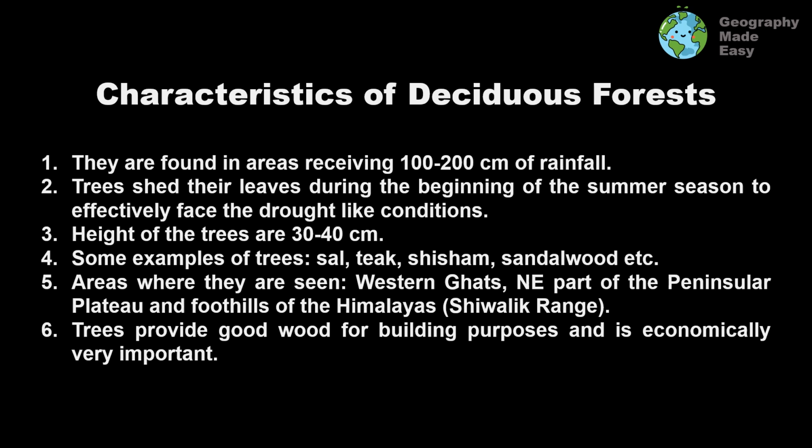On the other hand, when we were looking at evergreen forests, the trees do not shed their leaves all at one time. But in case of a deciduous forest, we see that trees shed their leaves in one season, usually in the summer season, to effectively reduce the harmful effects of drought-like conditions. Height of the trees is around 30 to 40 meters. Some examples are sal, teak, shisham, sandalwood.